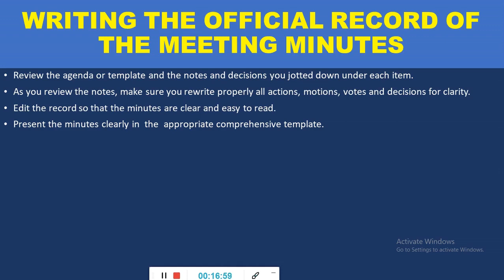Then as you review the notes, you make sure you rewrite properly all actions taken or agreed to be taken, all motions moved, passed or rejected, votes and decisions. You review them and make them clearer, all right? You review them for clarity. So you review them and rewrite them in a very clearer manner. Then the next thing is to edit the record so that the minutes are clear and easy to read. And then you present the minutes clearly in the appropriate comprehensive template.